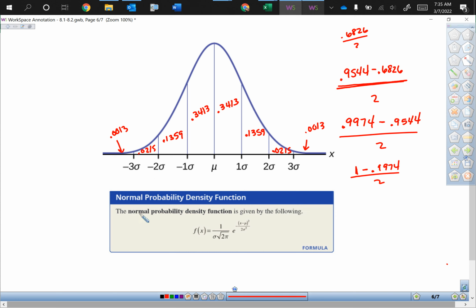The normal probability density function is given by the following. This is really intense, okay? It's weird because it says normal probability. It's much less normal than the uniform function, in my opinion. It's bonkers. It's bananas. Okay, so it's f of x equals 1 over the standard deviation times the square root of 2 pi times e to the power of negative x, which is just the given value, minus mu, squared, divided by 2 times the standard deviation squared. That is the formula for the normal probability density function. And again, I do not think that looks very normal.